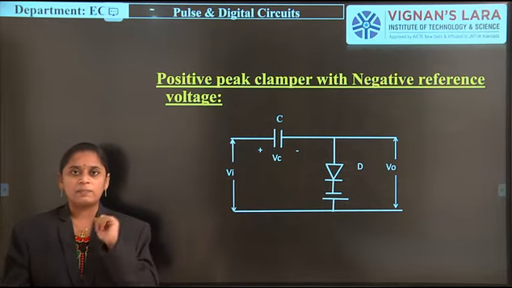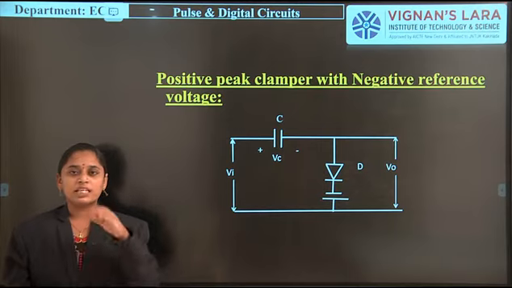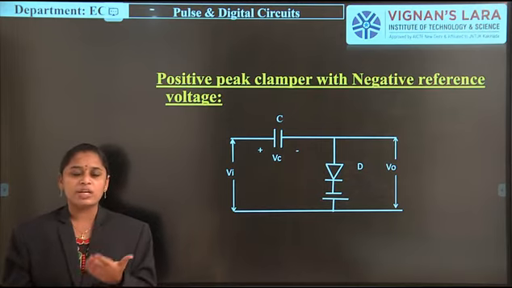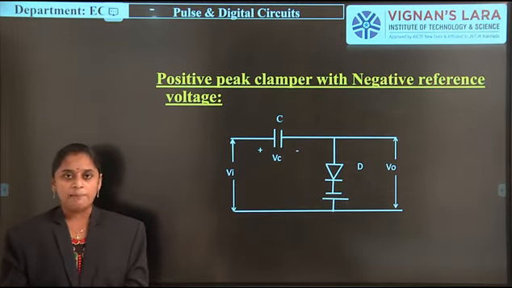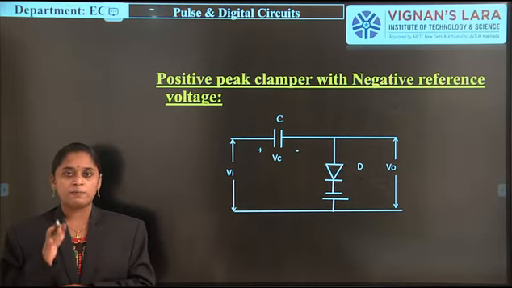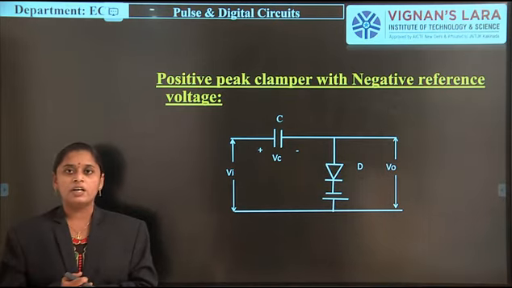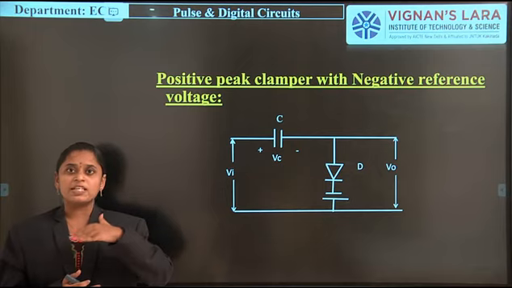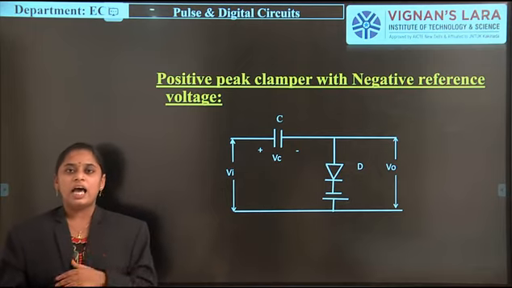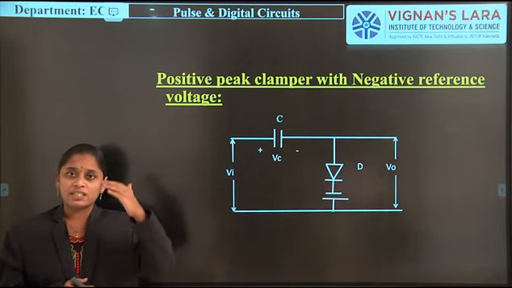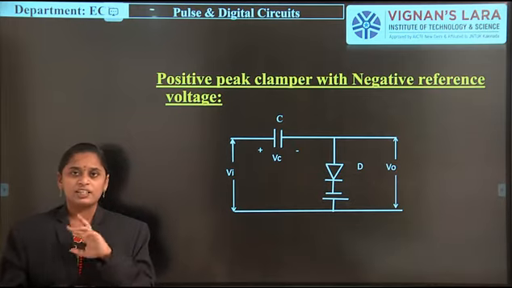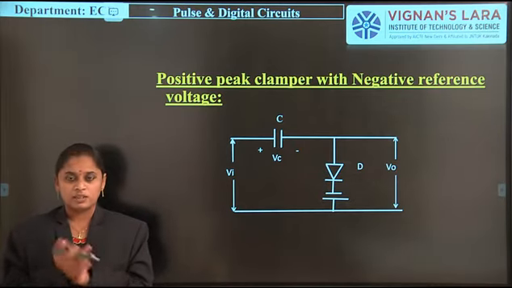That is what is meant by a clamper. A clamper is a circuit which can shift the signal above the DC level or below the DC level. Clampers can be divided into two types, positive clamper and negative clamper. A positive clamper clamps the signal above the DC level and a negative clamper clamps the signal below the DC level. That is the difference between the positive and negative clamper.